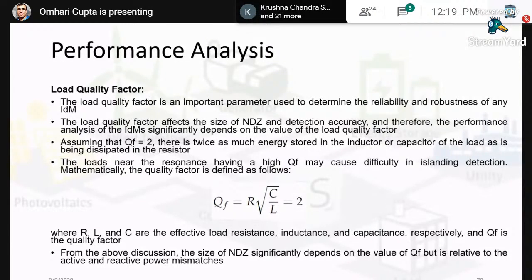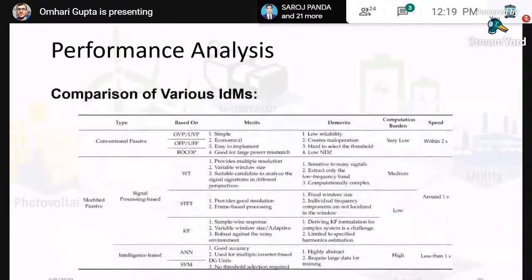Assuming it to be 2, there is twice as much energy stored in the inductor or capacitor of the load as is being dissipated in the resistor. That is the physical significance of the QF that we all know. And mathematically, the quality factor can be defined as QF is equal to R times square root of C over L. From the above discussion, the size of NDZ significantly depends on the value of QF, but is relative to the active and reactive power mismatches. And again, there is a comparison. The previous diagram is once again, you can see, in a modified version.